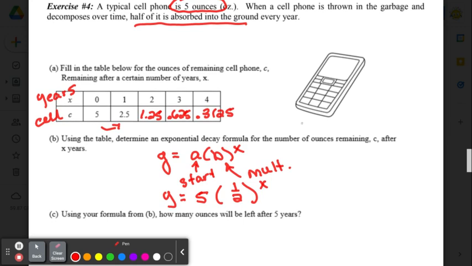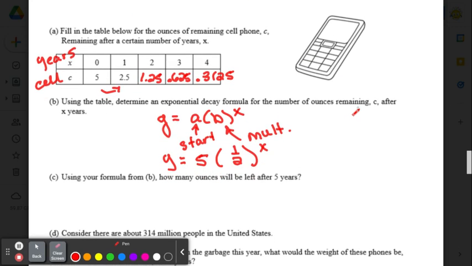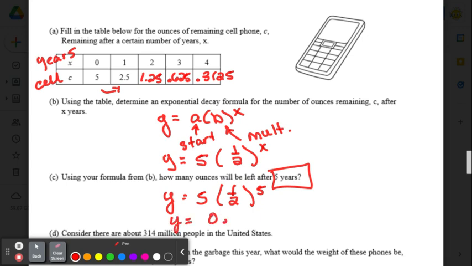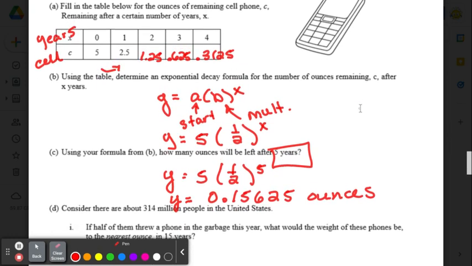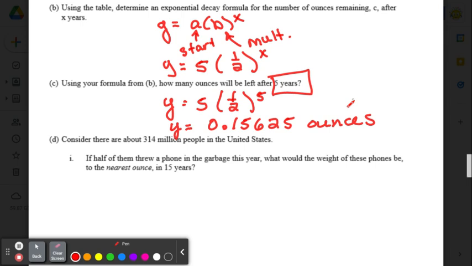The last part, is it last? Nope, 2 more left. Using your formula, how many ounces will be left after 5 years? Time always goes in the x. So we plug in 5 times 1/2 to the 5. When you put that in your calculator, you get 0.15625. That is a teeny tiny bit of cell phone left. Not very much. We won't even talk about the chemicals in the ground, but it's not that much physically.